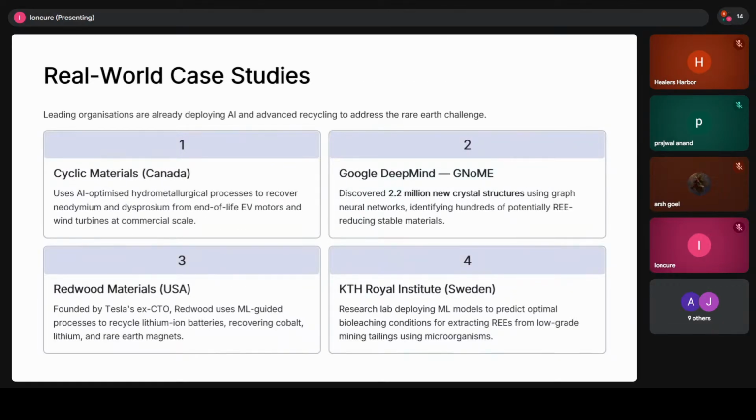This slide highlights some real world examples. Cyclic Materials in Canada uses AI assisted recovery methods for extracting rare earths from EV motors and wind turbines. Google DeepMind developed GNoME, which discovers millions of potential crystal structures using AI. Redwood Materials in the United States uses machine learning to improve battery recycling processes. Research institutions such as KTH Royal Institute in Sweden are also using AI to optimize bioleaching techniques for rare earth extraction. These examples show that AI is already being applied in practical industrial and research settings.